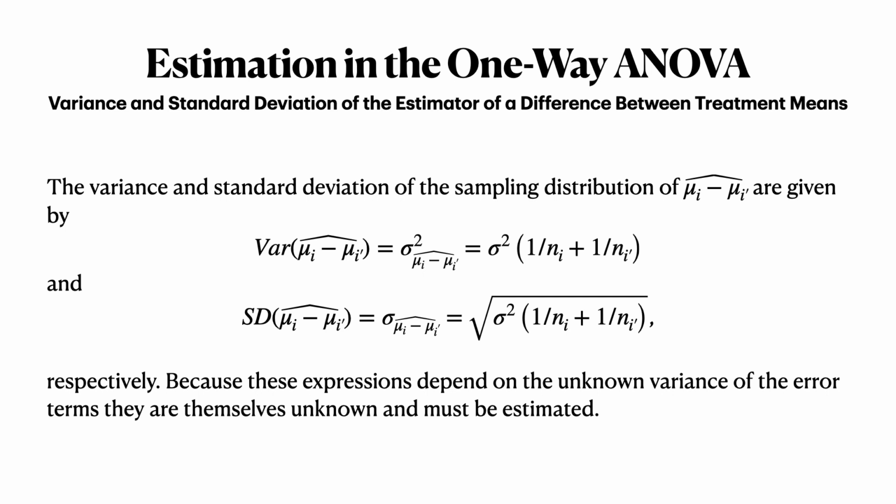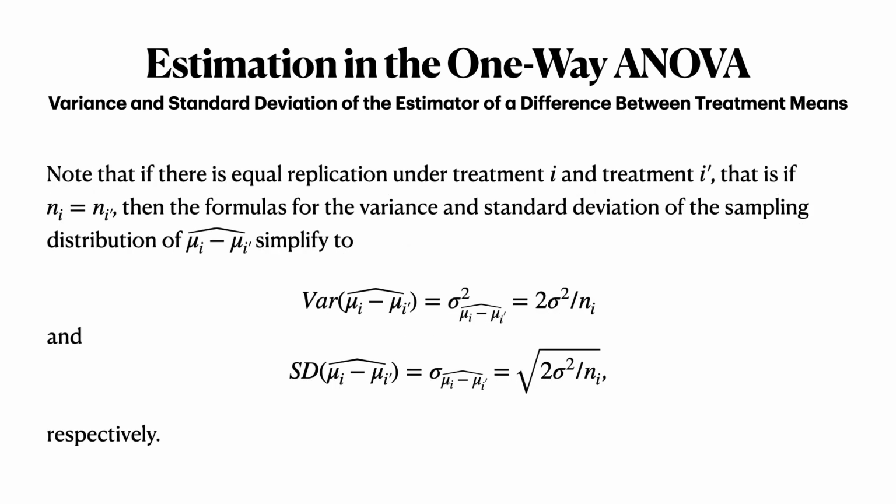Now it can be shown that the variance of the sampling distribution of this estimator of the difference is equal to sigma squared times the quantity 1 over n sub I plus 1 over n sub I prime, and therefore the standard deviation of that estimator is equal to the square root of that quantity. So the square root of sigma squared times the quantity 1 over n sub I plus 1 over n sub I prime. Now, because these expressions depend on the unknown variance of the error terms, they are themselves unknown and must be estimated.